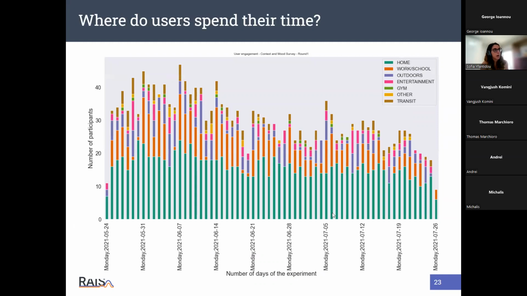Here we see a similar plot for the locations that the users declared they are in. It should come as no surprise, given that we are in the COVID era, that the majority, at least 50% of responses, are home. So let's say 50% of the time users responded they are home, followed by work or school, then outdoors, and at a much smaller level, entertainment, gym, other, or transit. So that essentially gives a pretty good idea of the life of our participants.